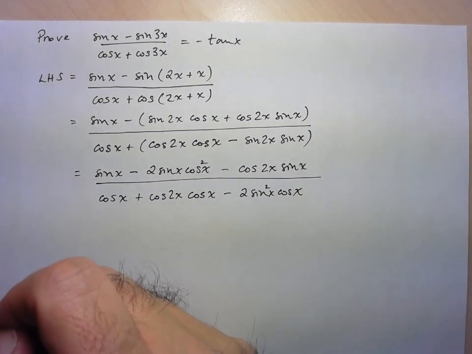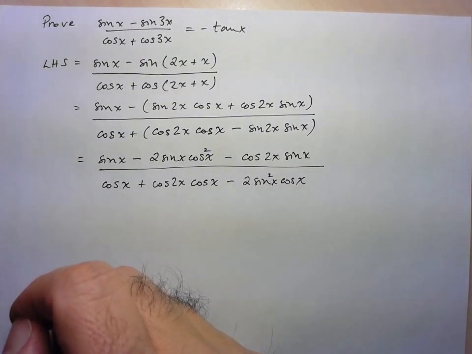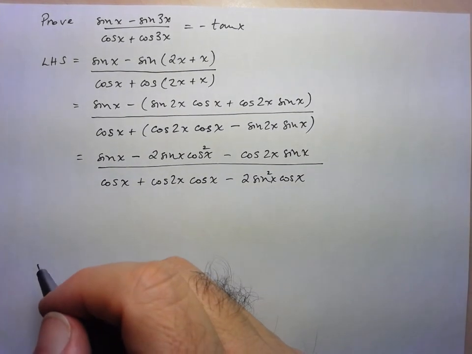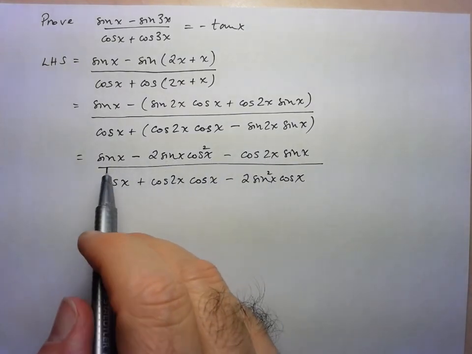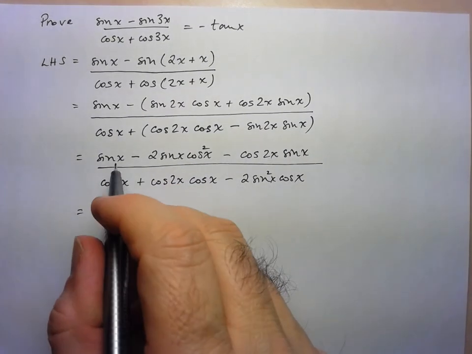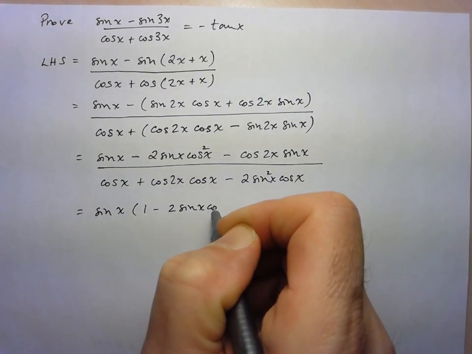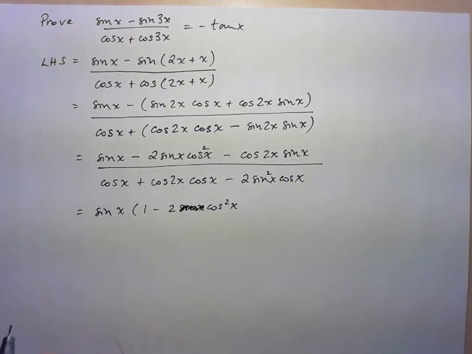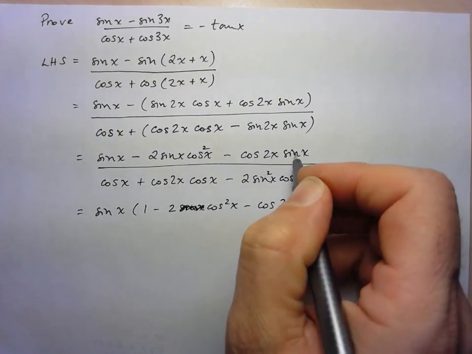All right, so let's see what we're left with here. I see a lot of similarities between numerator and denominator, so I'm hoping eventually some nice stuff's going to start happening. But I do notice that the numerator's expressions all have a sine x. So I'm going to factor out a sine x. Let's see what we're left with: 1 minus 2 cos squared x. Oops, sorry, I took out that sine x, so just 2 cos squared x, minus cos 2x. Again, factored out that sine x.